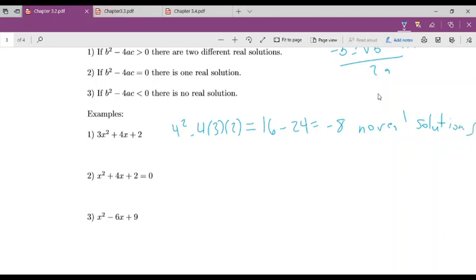Okay. Now, number 2, let's do it. My b here is a 4, so I get 4 squared minus 4. My a here is a 1, and my c is a 2. So what I get is 16 minus 8, which is a positive 8. I've got a positive 8, which means I have two different real solutions.